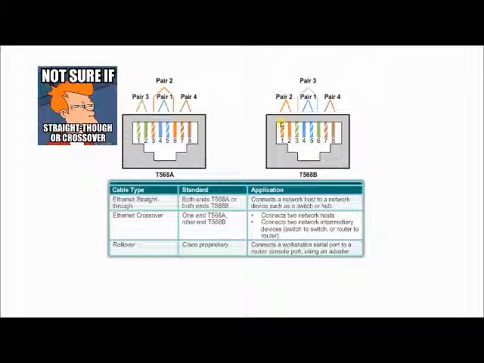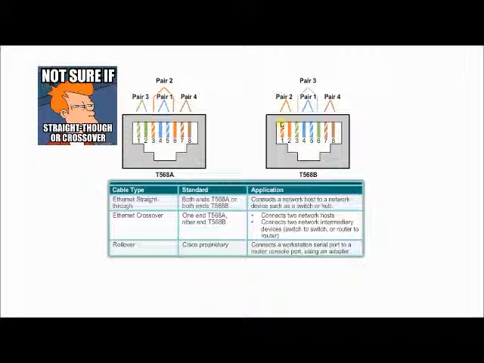There are two types of standards that are important in order to differentiate a straight-through from a crossover cable. There's the TIA 568A, also called Type A, or the TIA 568B, called Type B. The Ethernet straight-through cables are the ones with both ends Type A or both ends Type B, and it is used to connect a network host to a network device such as a switch or hub.